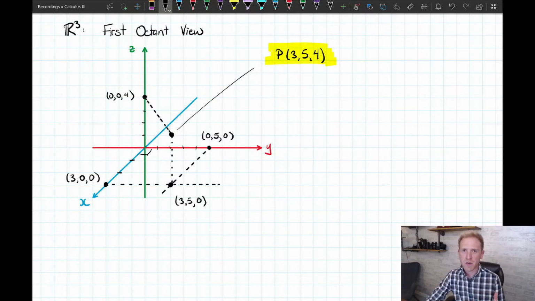And that's how we might try to visualize these points on a 2-dimensional plane. If we're just stuck with paper as our only means of being able to do mathematics, then this is a common view for being able to visualize those points.